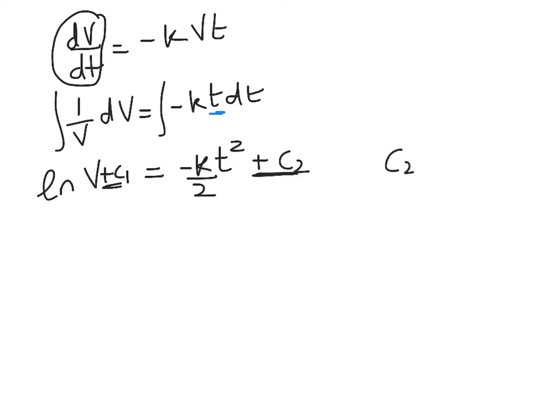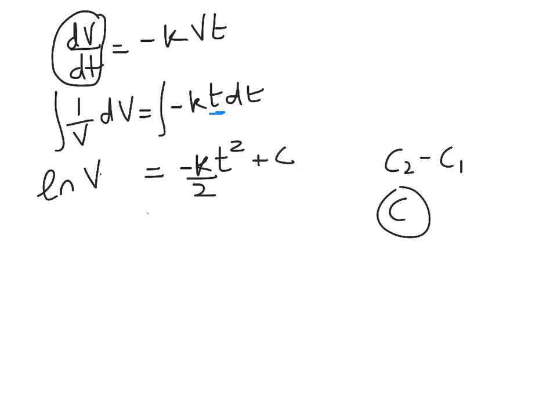We can put them together as c2 minus c1, and then we can just call that c. So that's really what we're doing, but we don't think about it like that when we've done a bit of practice. Let me just get rid of that. So there's no constant of integration there, and there's just a plus c here.